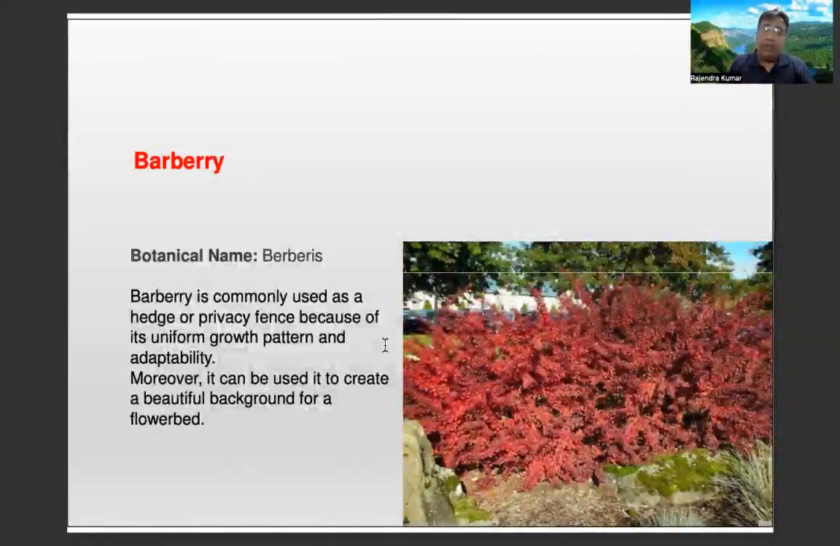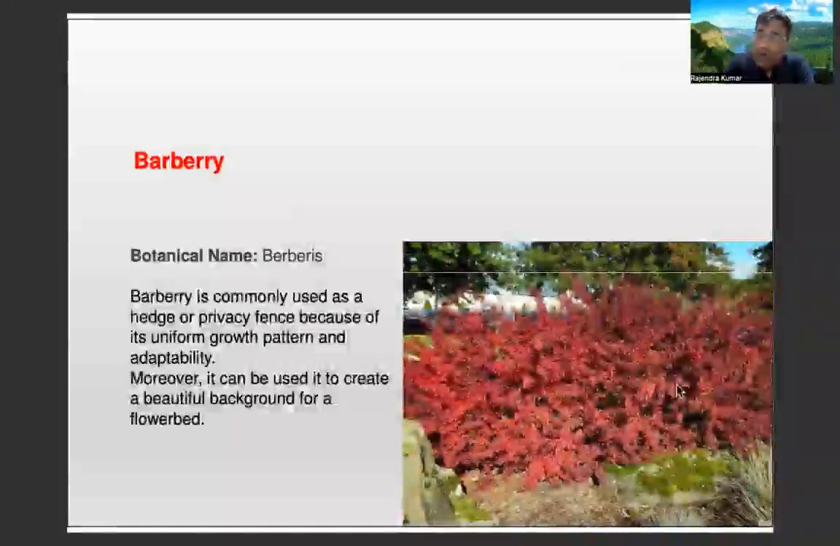Moreover, it can be used to create a beautiful background for a flower bed. So that also becomes the background for the flower bed. And since it's a shrub, it doesn't require much maintenance. It also grows horizontally, so that becomes the fencing of the flower bed.